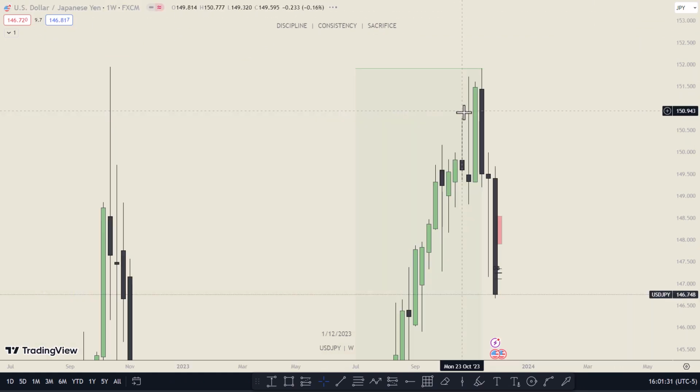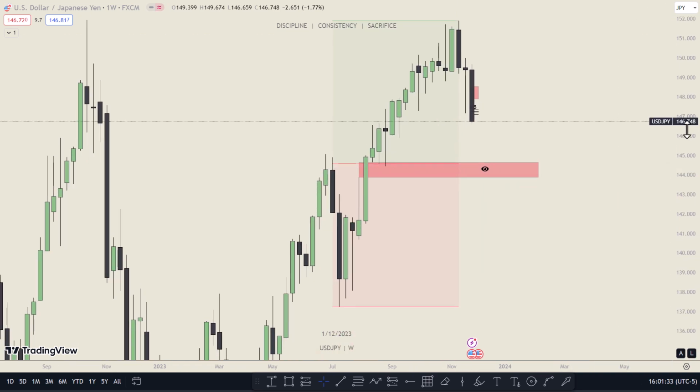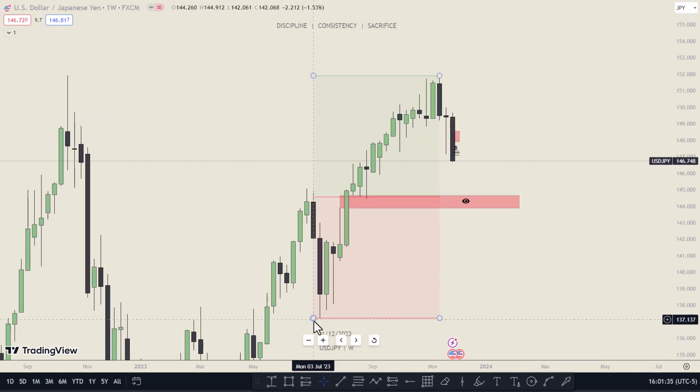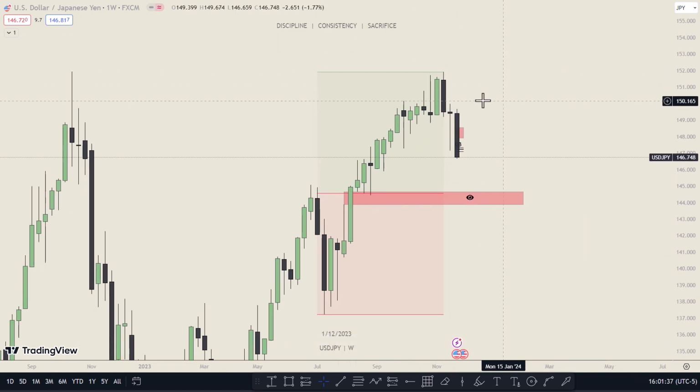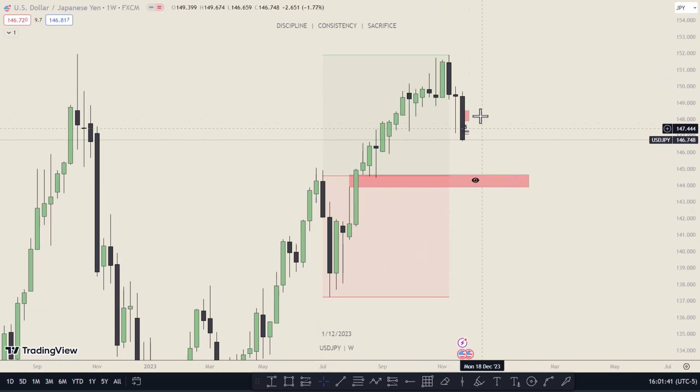If we go to the weekly time frame, we can see that from this swing low right here to this swing high, so this is the range, the weekly range, we can see that we are on premium, right? And we have this fair value gap right here in discount. So I'm looking for a move to this fair value gap right here. Now, this is the liquidity, right?